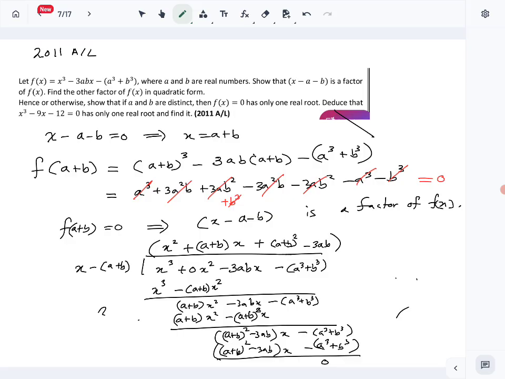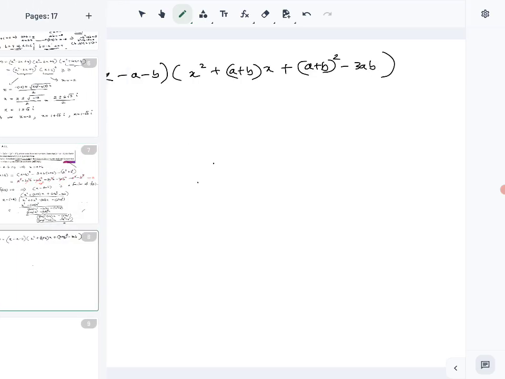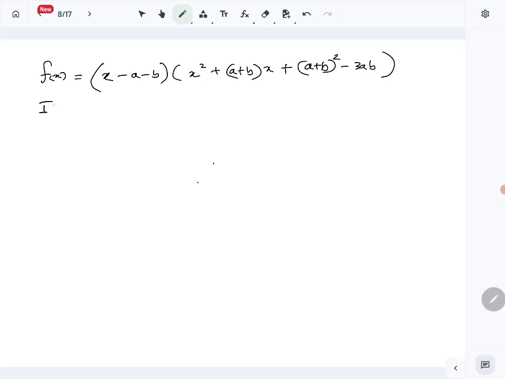If a and b are distinct, then only one root. Okay, right. So if a and b are distinct, we have to show that f(x) = 0 has only one real root. So we know a and b are distinct, a is not equal to b, right? So then we have to show this has only one real root.